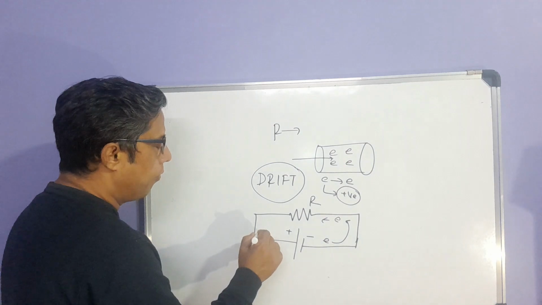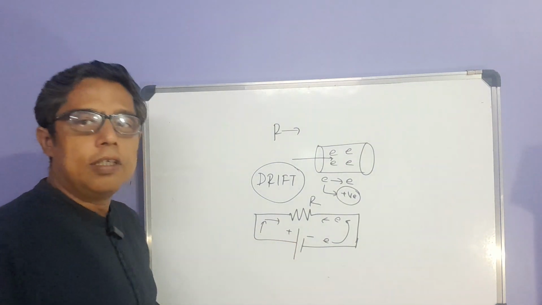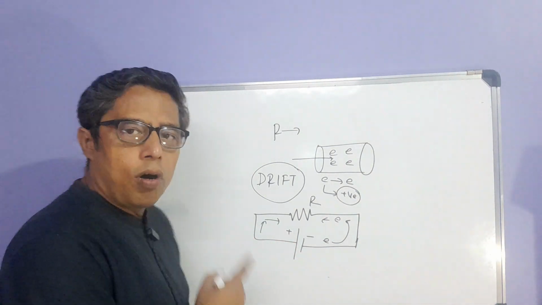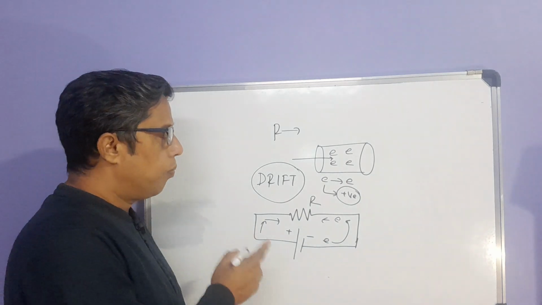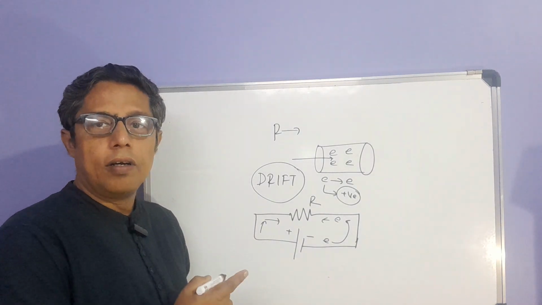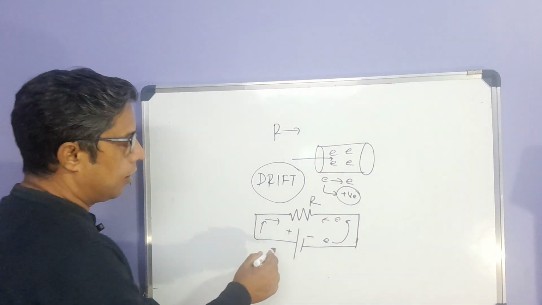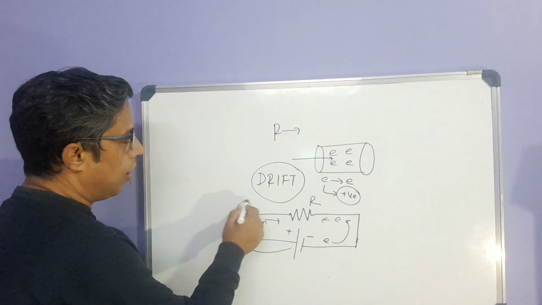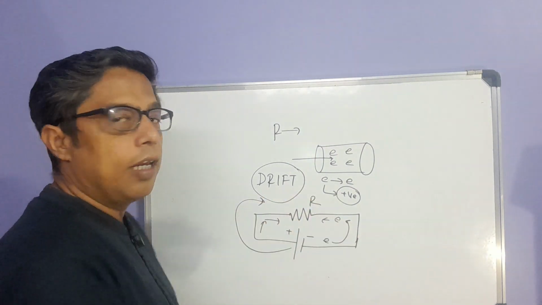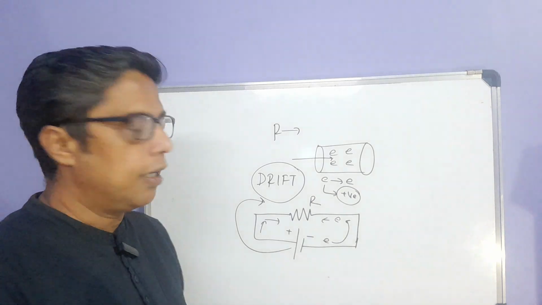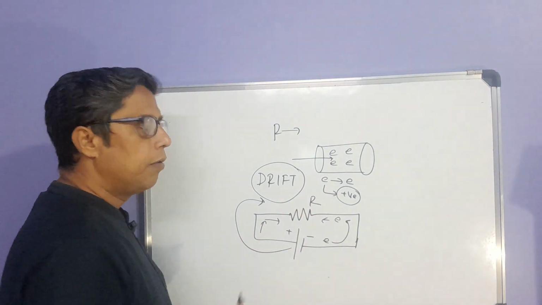So current will flow in the opposite direction. The flow of current is opposite to the flow of electrons. Due to this, current flows from the positive terminal to the negative terminal in a circuit. Okay, so this is a very important part.